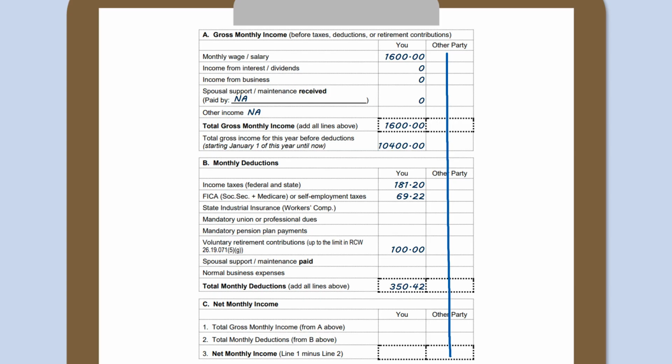On page 2 for section C, we will calculate your net income. Net income is your income after deductions.